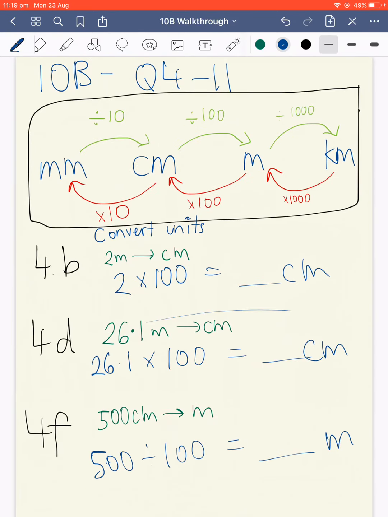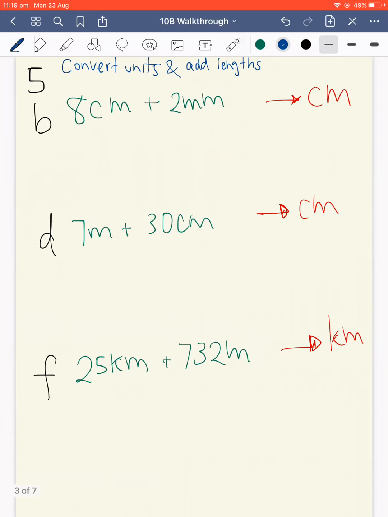Okay, question 5, let's go. Question 5, what we're doing is we are converting units and adding lengths together. In order to do that, we need to know what we have to actually change. So here is what we are aiming to get, which is what the question states. And here is what we need to actually change. So I've got millimeters here, I've got meters here, and I've got meters here. So let's do one thing at a time.